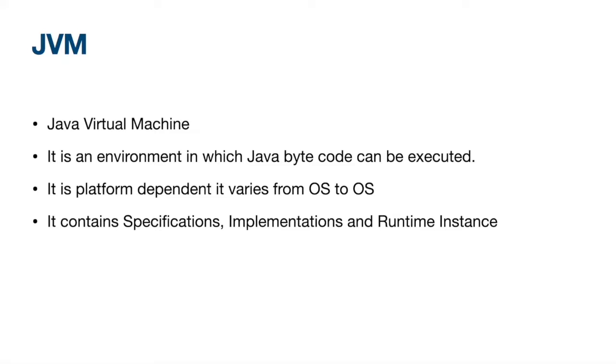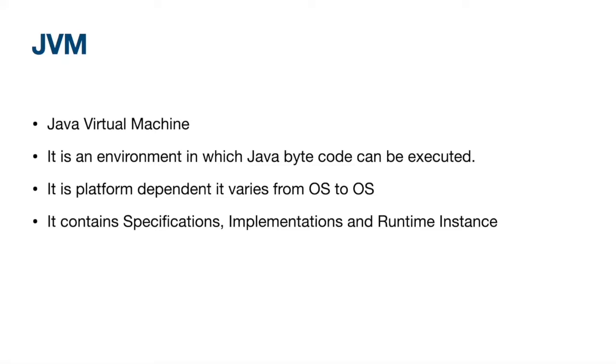Okay, so what does it contain? It contains three main important things. First, specification, second, implementation, and third, runtime instance. When we combine these three things, it creates the JVM. It's all about these three things.